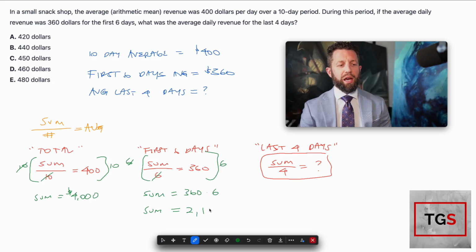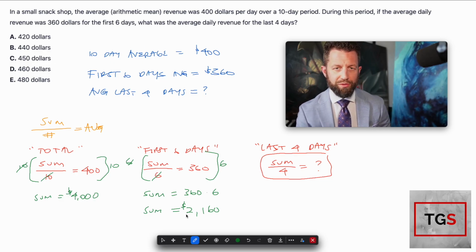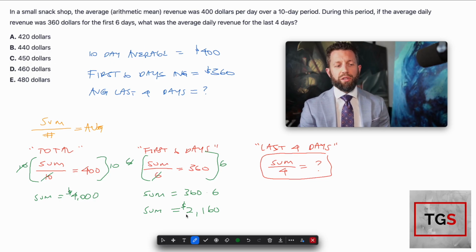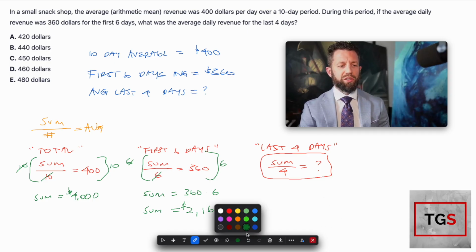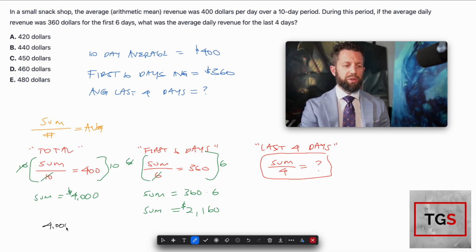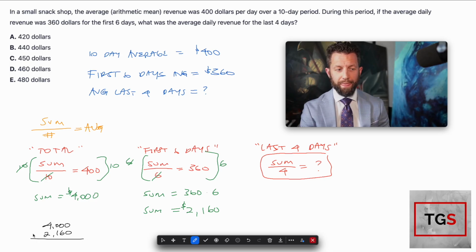So now we know the revenue for all 10 days and the revenue for the first 6 days as well. If we find the difference between those two, that should get us the total revenue for the last 4 days. So let's go ahead and subtract 2,160 from 4,000 to find that difference. We've also got a long subtraction episode linked below. And if we perform our calculations correctly, we should get 1,840. And that represents total revenue for the last 4 days.